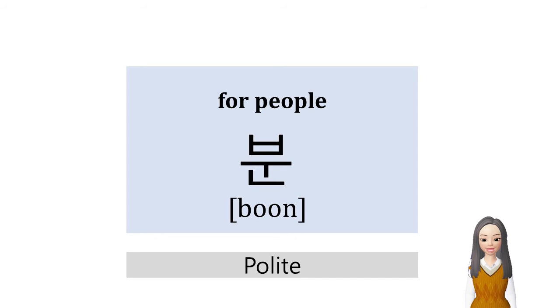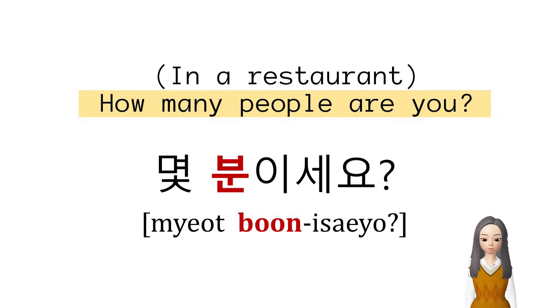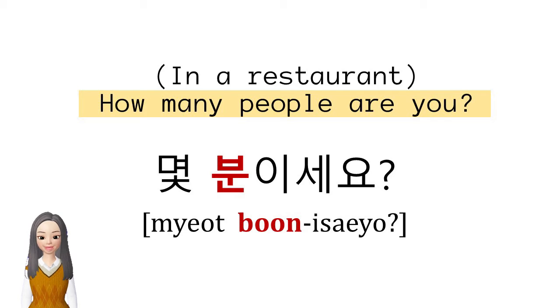So, for the polite form of people, we say 분 for the counter word. 분. For example, in a restaurant, people often ask, how many people are you? Then you will say 몇 분이세요? So here, 분 was added after 몇, which means how many, another question word that shows numbers. 몇 분이세요?